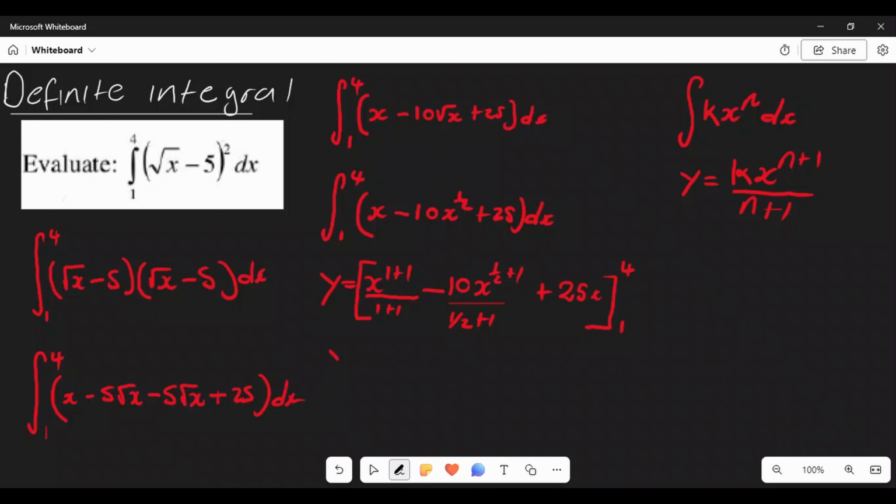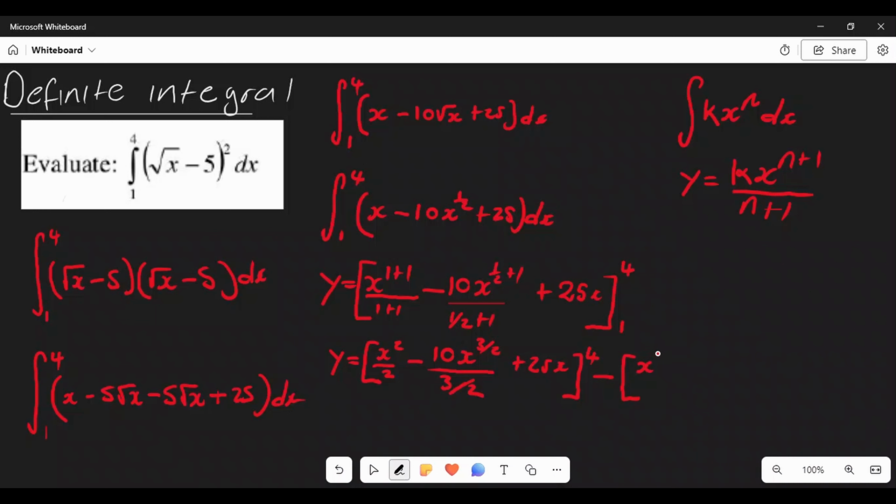Now as you continue, we have to write and factorize and simplify here, guys. Right, so we're gonna have x squared divided by 2 minus, this is gonna be 10 x to the power of 3 over 2, divided by 3 over 2, and then here as well we're gonna have plus 25x. So the first bracket here we're gonna write the upper limit, and then the second bracket is gonna be the same integral, but now we have to write the lower limit.